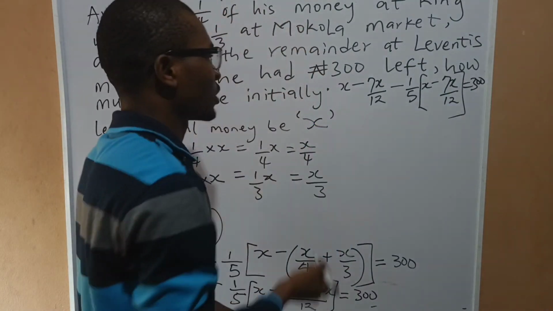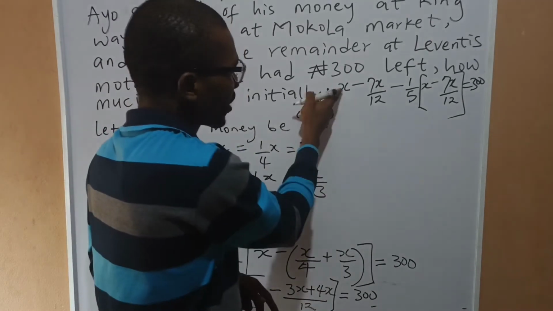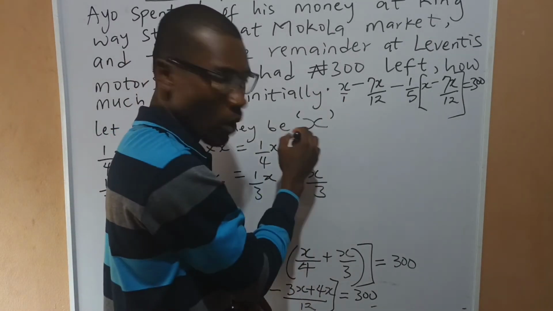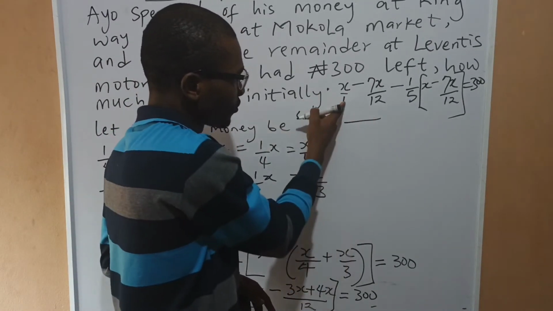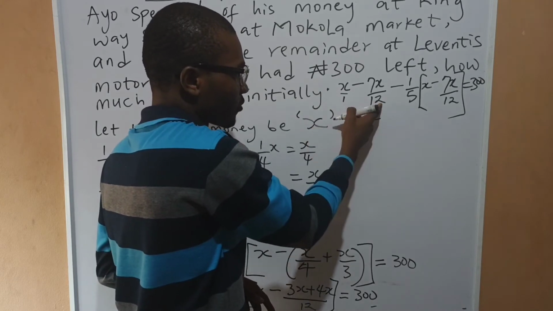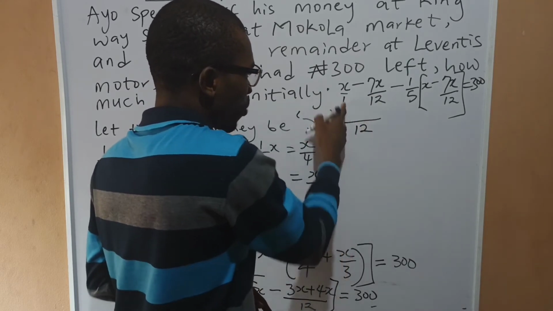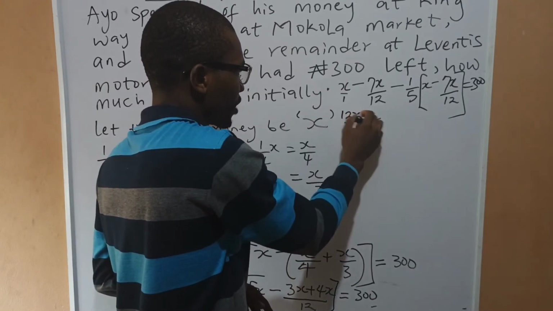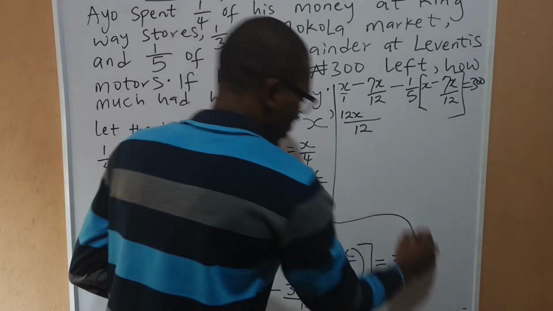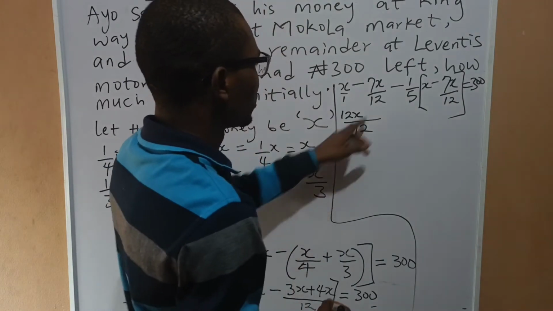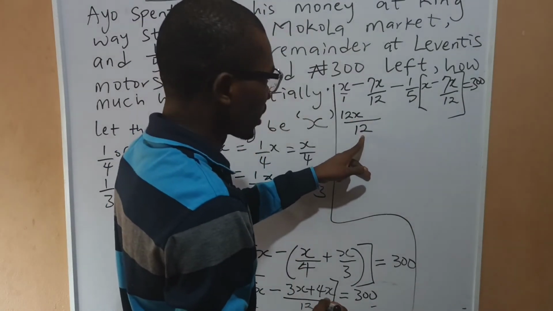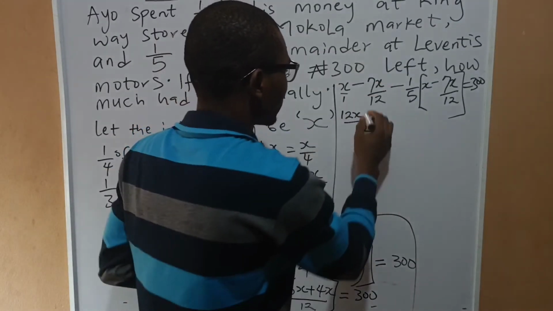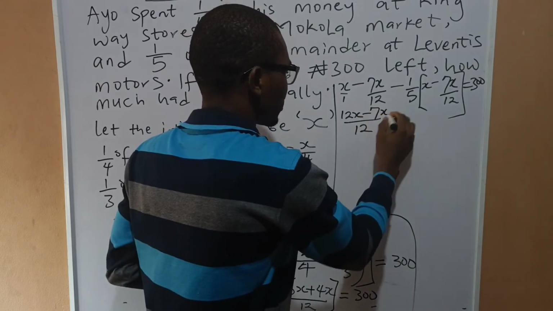Okay, solving further, we then have that, remember x is the same thing as x over 1, such that LCM of the denominators here, 1 and 12, is still 12. And 1 divide 12 is 12, and 12 multiplied by x is 12x. And we have 12 divide 12 is 1, and 1 multiplied by 7x is 7x.